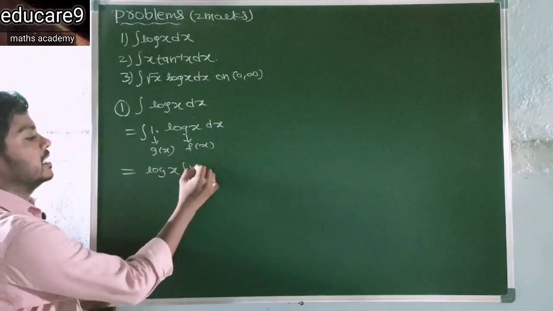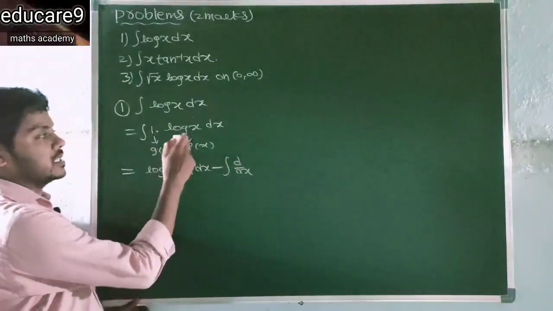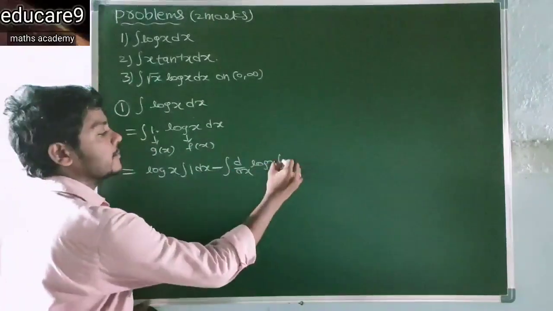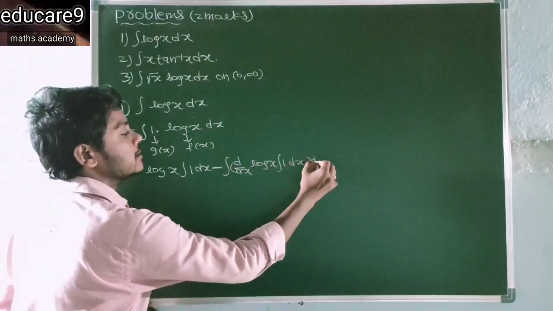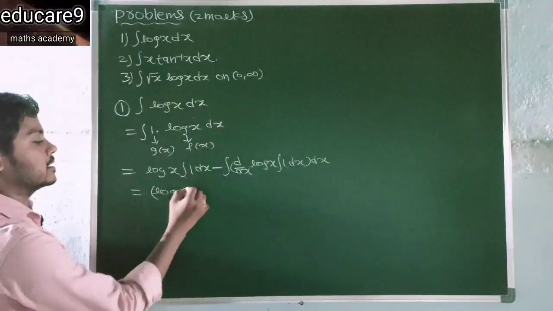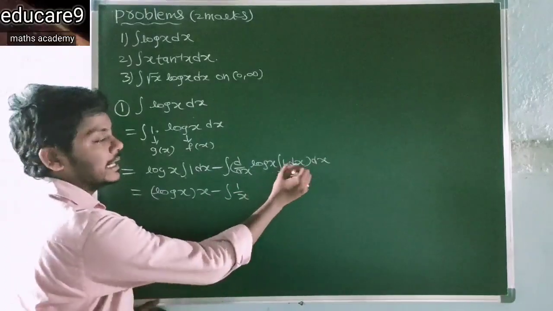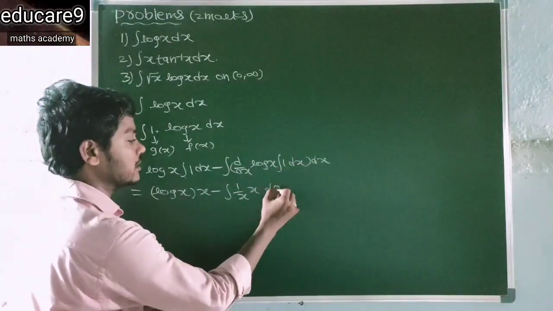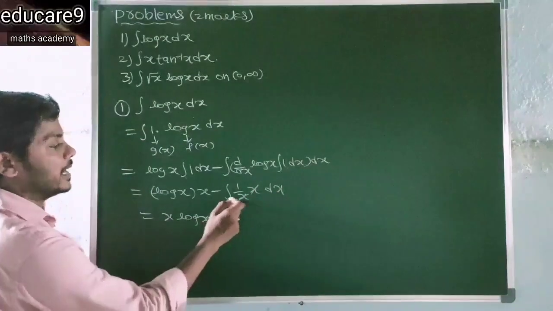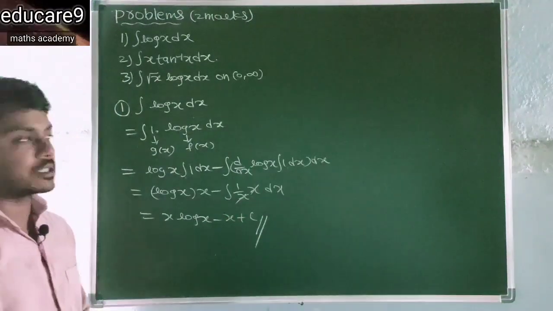so that is log x, integration of 1 dx, minus integration of derivative of f of x, that is log x, into integration of 1 dx, all dx. So this is log x into integration of 1 dx, that is x, minus derivative of log x, that is 1 by x, into integration of 1 dx, that is x, dx. x gets cancelled. So this is x log x minus integration of 1 dx, that is x, plus c. So this is the required answer.